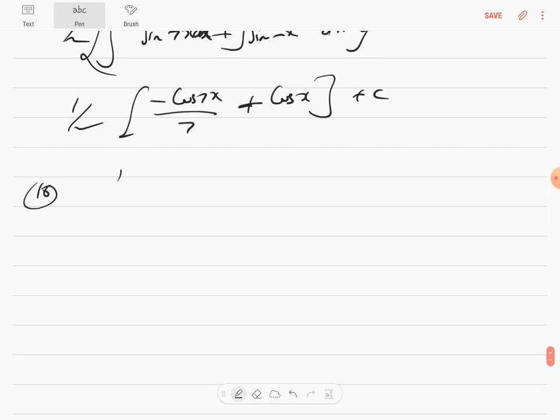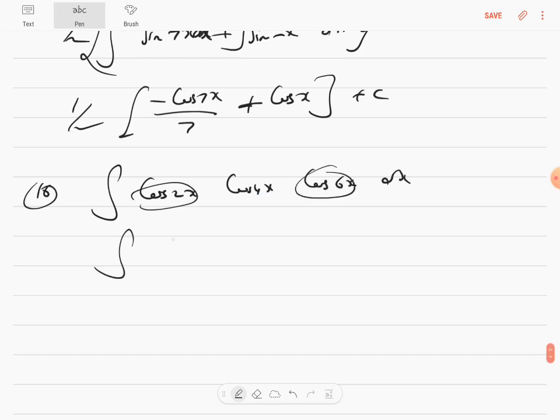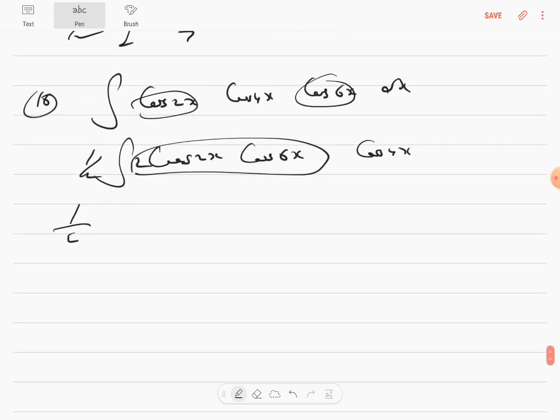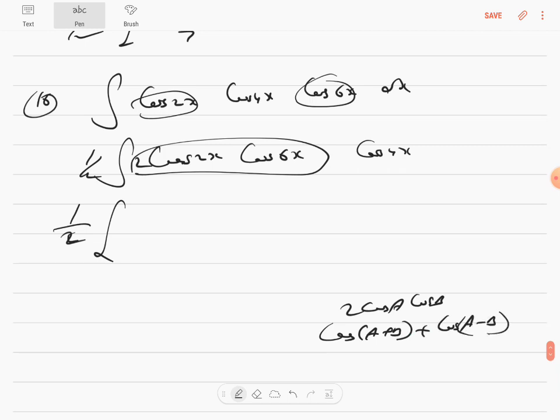Supposing there are 3, such as cos 2x, cos 4x and cos 6x into dx, I'll just pair them up conveniently. Cos 2x and cos 6x I'll write together, and cos 4x I'll keep separate. Multiplying and dividing by 2 only in this, this is in 2 cos a cos b format, which becomes cos(a+b) plus cos(a-b). Cos(a+b) is cos 8x, plus cos(a-b) is cos of minus 4x, which is cos 4x, since cos of minus theta is cos theta.